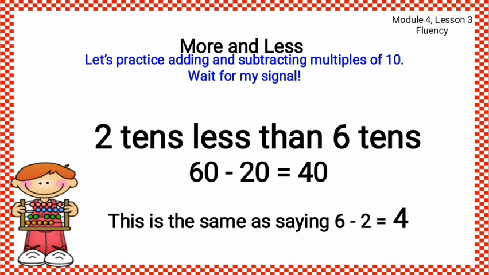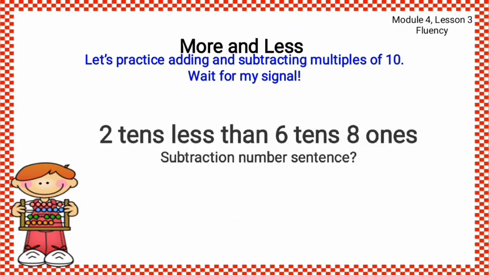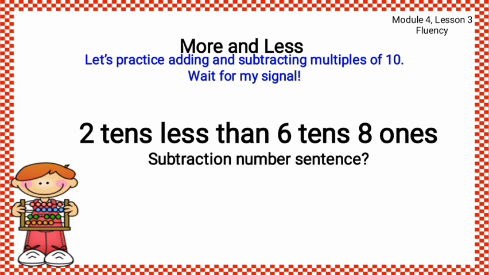Having said that, let's see if you really understand by checking the second question. Here I have 2 tenths less than 6 tenths, 8 ones. The first question was 2 tenths less than 6 tenths. And now, 2 tenths less than 6 tenths, 8 ones. There are ones in this question. So what subtraction number sentence are we going to have?